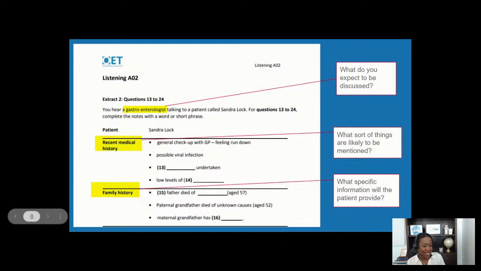Okay, so I can see a few comments coming in here. And yes, it's things related to the digestive system, isn't it? And when we look at the medical history, we're going to see things related to health problems that have happened recently. We're going to look at the family history, and there's going to be very specific information given here. So some great answers in the comments here.